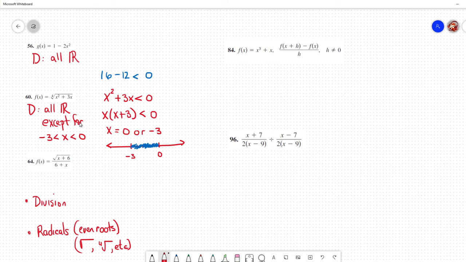So all numbers except for those numbers. Can't have those. Okay, if we use those numbers, that's going to cause an error. That's going to make us get a negative. All right, let's look at 64.